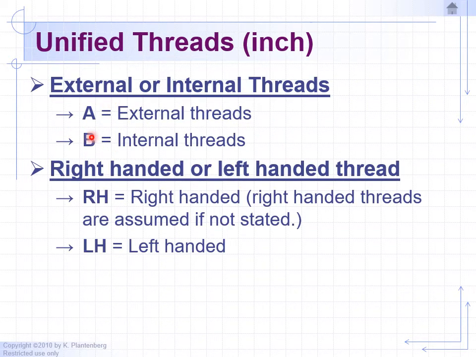If you see the label of A, that just means it's external threads, threads on a shaft, like a screw. And B is for internal threads. Examples are threads in a nut or a tapped hole in a block, like an aluminum block. And then we have RH for right-handed threads and LH for left-handed. Once again, RH is the most common. Over 90% of the time, you'll use right-handed threads, maybe even closer to 99%. Since right-handed threads are assumed, typically we won't even call out right-handed threads. If it happens to be left-handed, then we will use the LH callout.